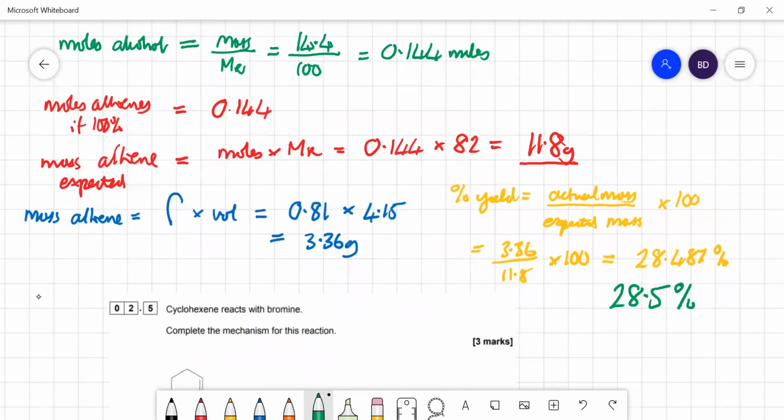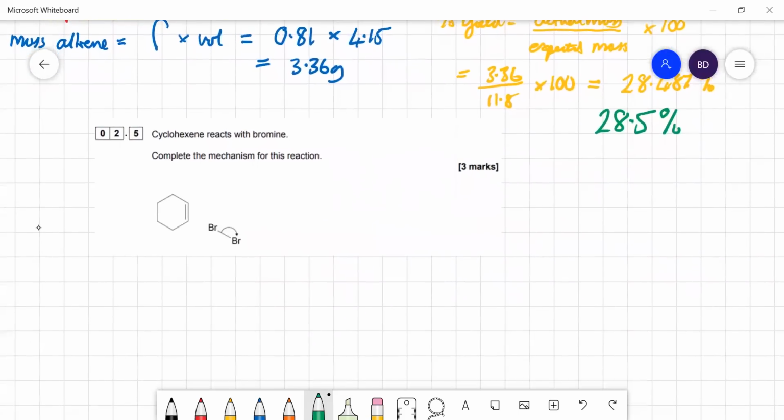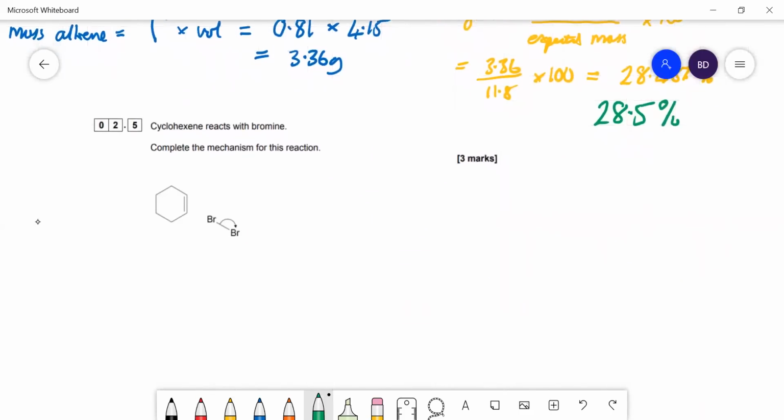Now cyclohexene reacts with bromine. So this is going to be electrophilic addition. We have an induced dipole on this bromine molecule, and so no permanent dipole, obviously, because the bromines both have the same electronegativity. So we're going to have a little delta positive on that bromine because it's getting close to the negative charge in the double bond. So first, we draw an arrow coming from the pi bond onto that bromine.